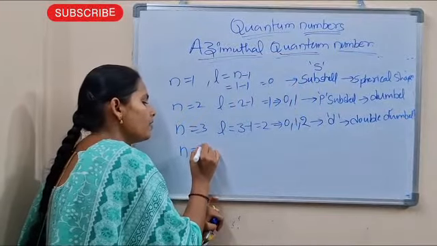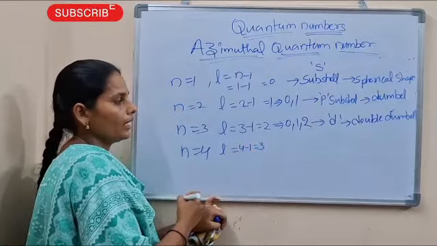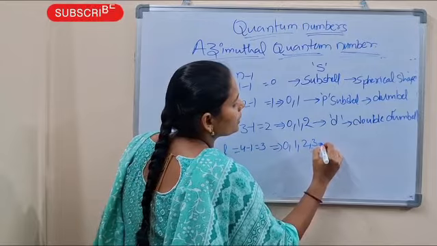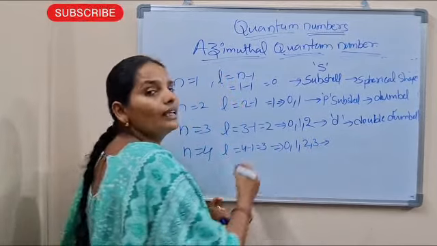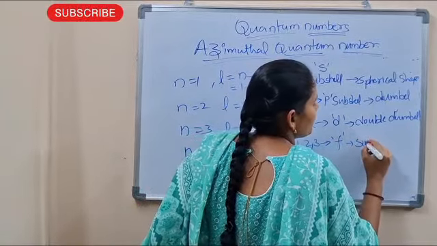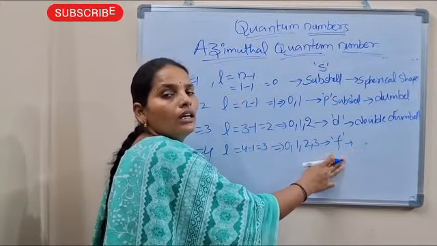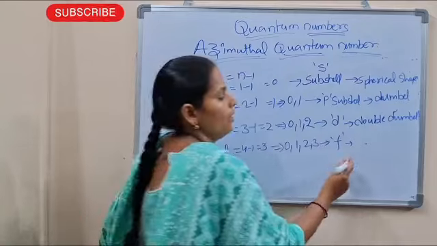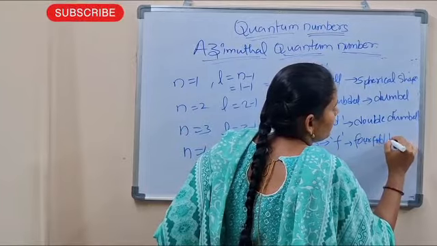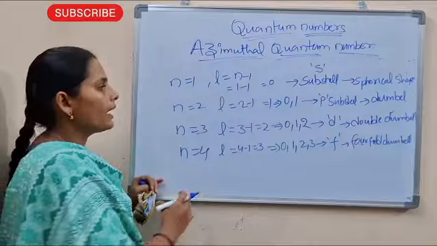Next, if n equal to 4, L equals 4 minus 1, that equals 3, which means 0, 1, 2, 3. Then it is the F subshell. The shape of the F subshell is 4-fold dumbbell.